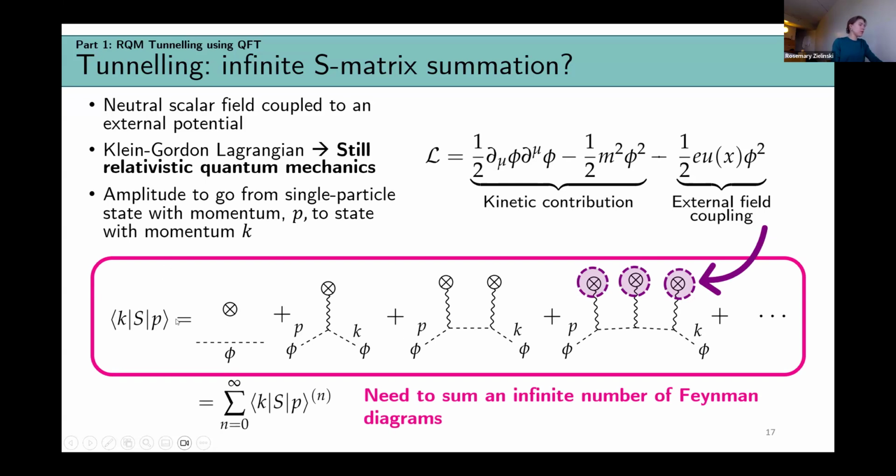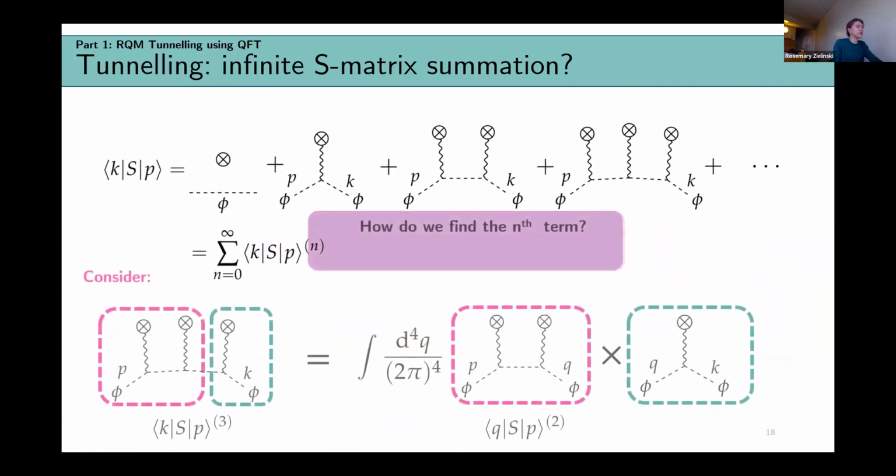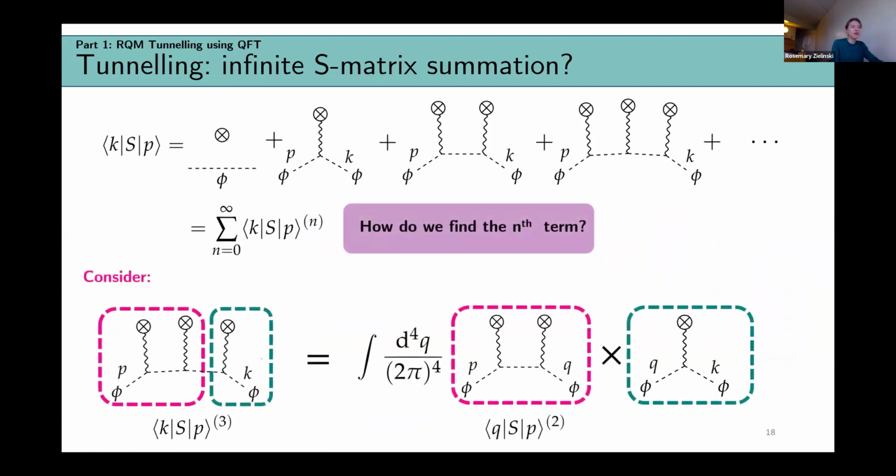So for our one particle incoming and outgoing states, these are all the Feynman diagrams which will be generated. As I said before, it's a single particle theory, so we don't see loops or self-interactions. But because we want to describe tunneling non-perturbatively, we need to sum an infinite number of Feynman diagrams, or sum this series non-perturbatively. So one way to do that is we can consider, how do we actually describe the nth order term in such an expansion?